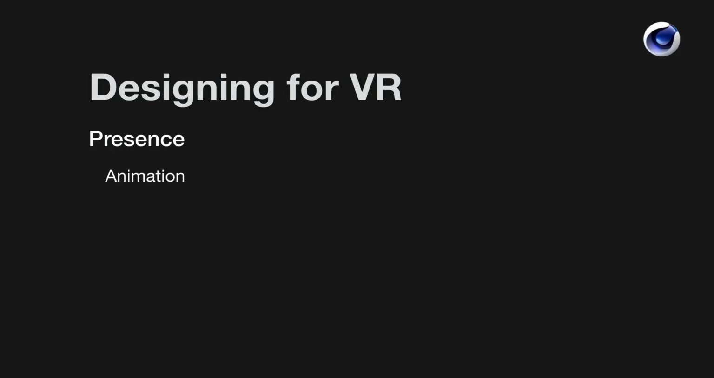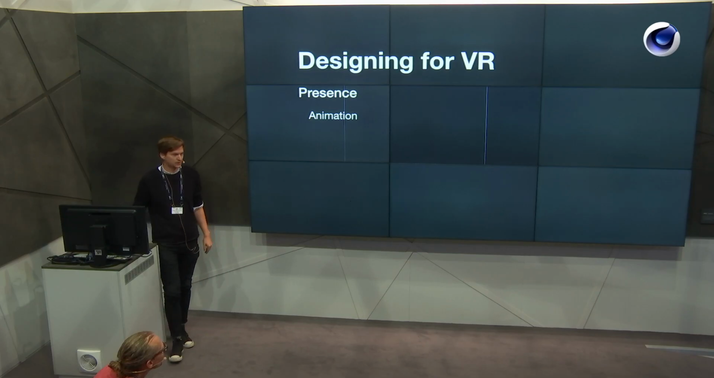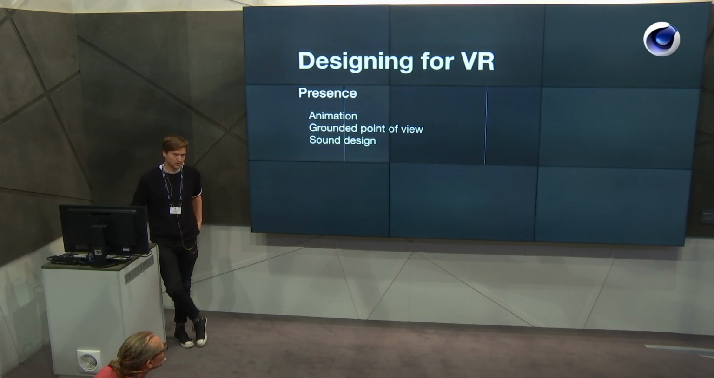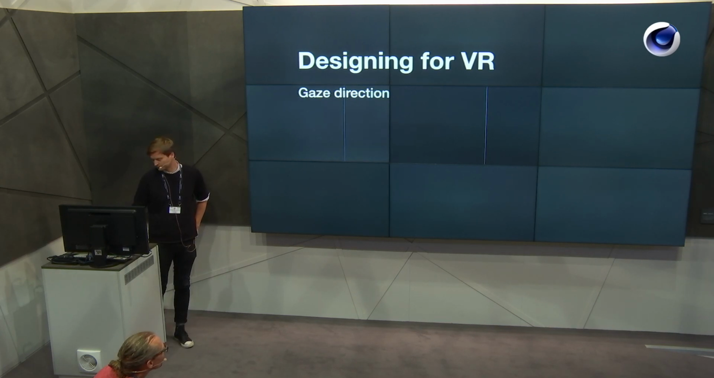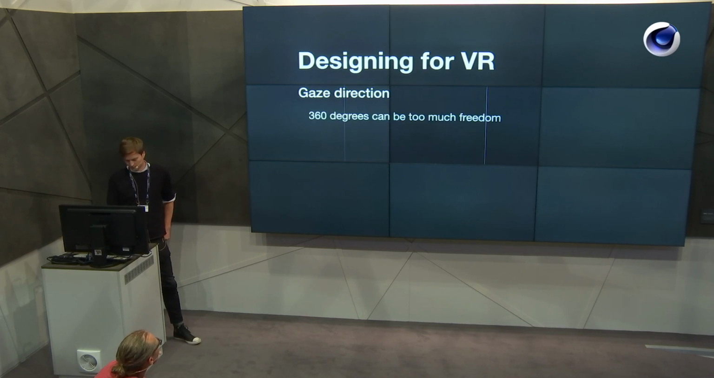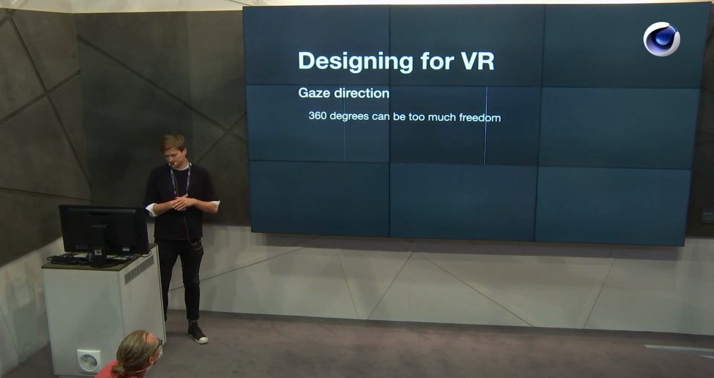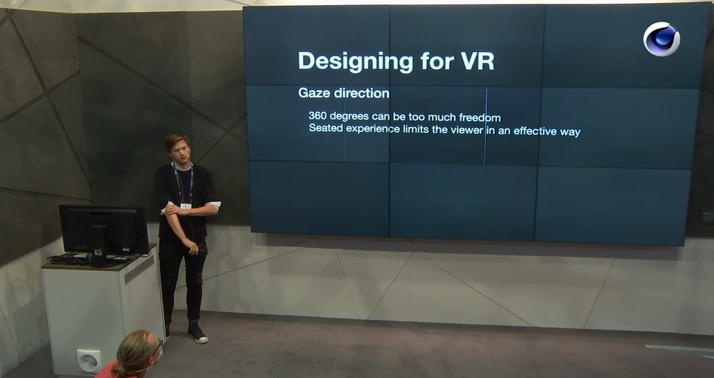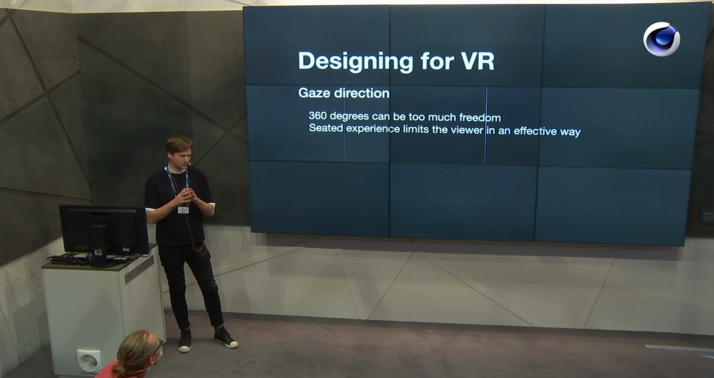And presence is basically about adding some nice subtle animations, this grounded point of view again, and also the sound design is, of course, very important to immerse the viewer. So, like I said, 360 degrees can be too much freedom, and we restricted the viewer to 180 degrees just by making them sit down, because you're not very likely to turn around too much when you're sitting down.